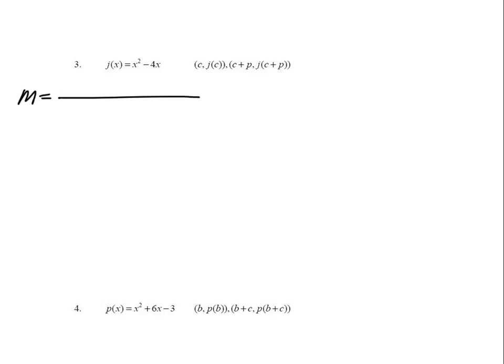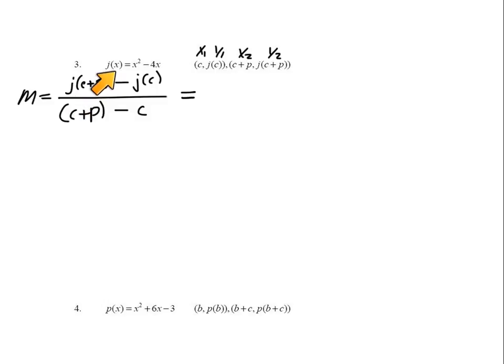So in terms of our organization here, x1, y1, x2, y2, subtract y2 minus y1 on top. So that's j of c plus p minus j of c over the quantity c plus p minus c. Okay, so going forward, what's j of c plus p?